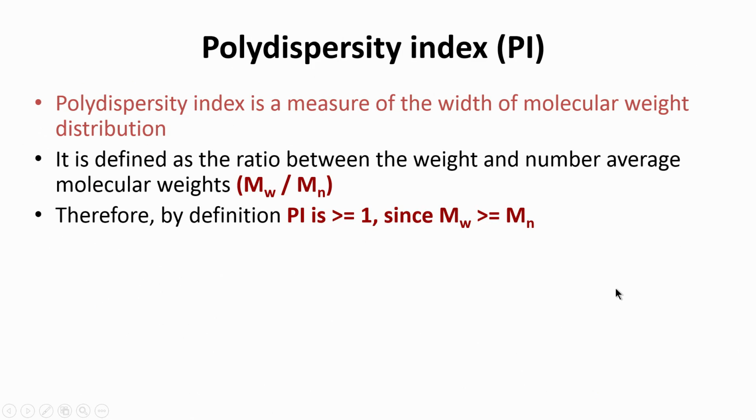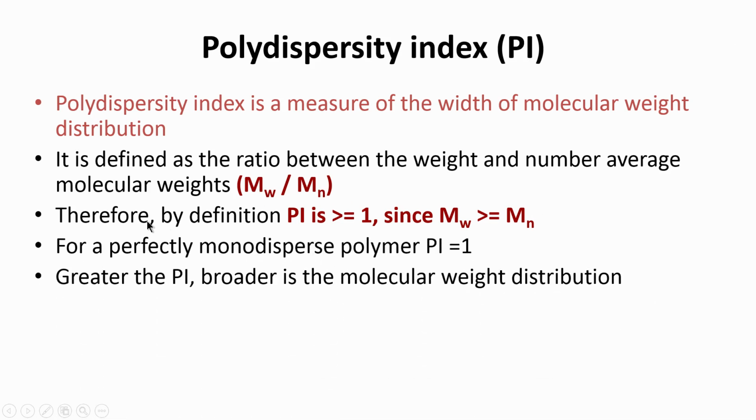This brings us to the polydispersity index, which is a measure of the width of the molecular weight distribution in a polymer sample. It is defined as the ratio of the weight average molecular weight divided by the number average molecular weight. Therefore by definition, the polydispersity index has to be greater than or equal to 1, since we know that the Mw is always greater than or equal to the number average molecular weight. But if it is a perfectly monodispersed polymer, only then you will have Mw equal to Mn, and in that case the polydispersity index will be 1. So the greater the PI is than 1, the broader is the distribution of the weights.